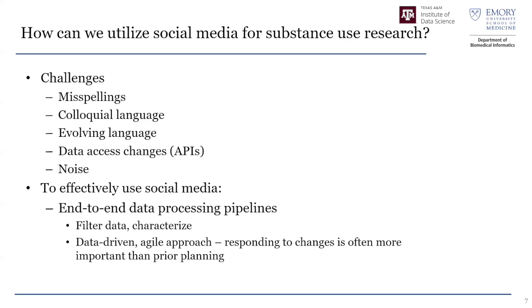On top of that, there are social media-based misspellings, colloquial language, evolving language, noise, and data access changes. Twitter, for example, changed their data access policies last year, and that caused a lot of problems. So when you're working with social media data, you have to take into account all of these. Over the last few years, we have been slowly overcoming one challenge after another, to the point that now we are able to use social media to derive insights by deploying end-to-end data processing pipelines for filtering data, characterizing data, and so on.